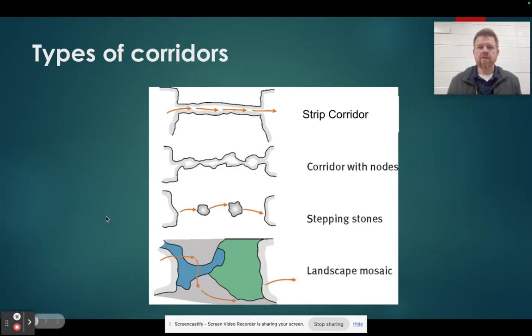So let's take a look at what each one of those are going to look like. Take a few minutes in your notes. You can pause on this if you want to, but kind of make these drawings. So it's really kind of strip corridor. We can go stepping stone, and then you can decide to make this one landscape mosaic. So you'll want to have a mix of stepping stone and strip corridors. Take a minute to do that.